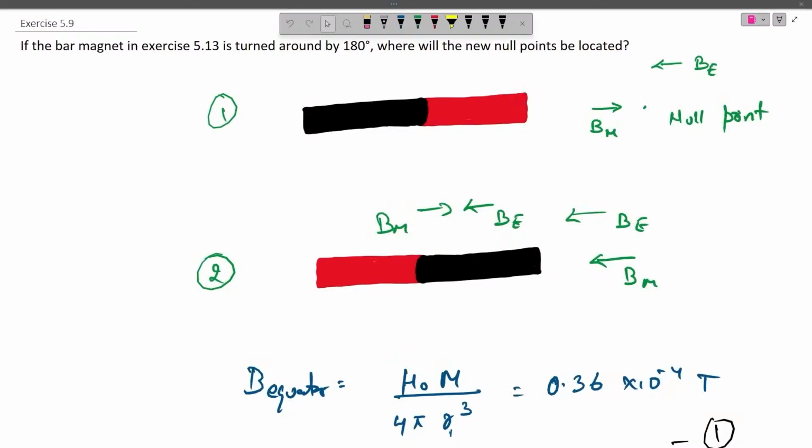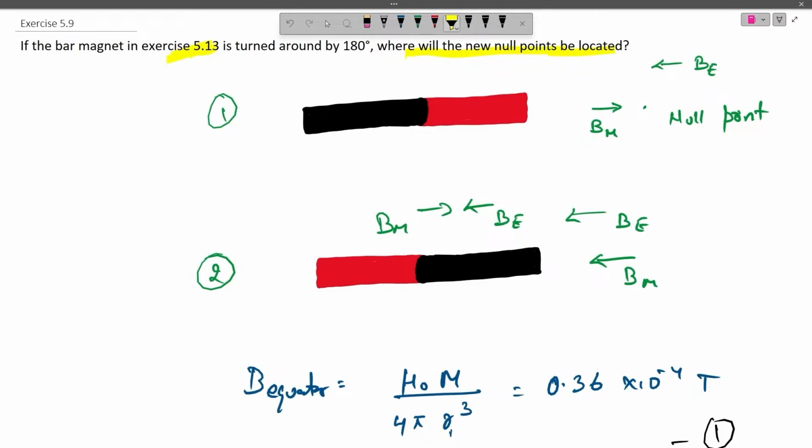The question says that if the bar magnet in exercise 5.13 is turned by 180 degree, where will the new null points be located? So basically it is referring to the previous exercise, that is 5.8. So in that question there was this bar magnet which was in the horizontal position with the magnetic field, and the null point was on the axis.